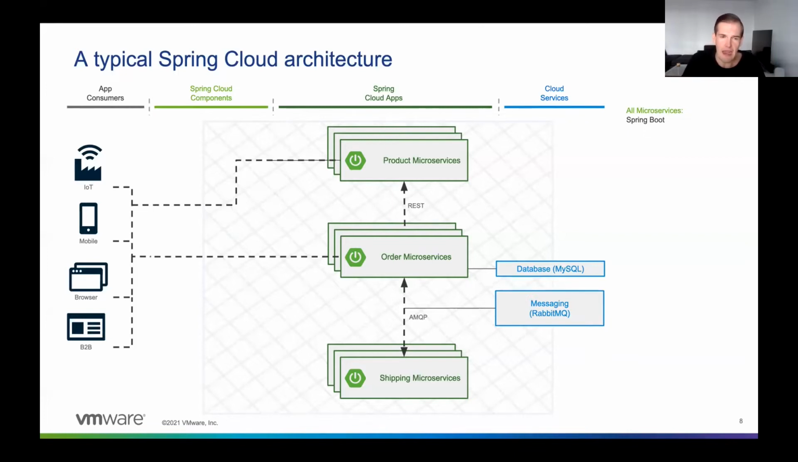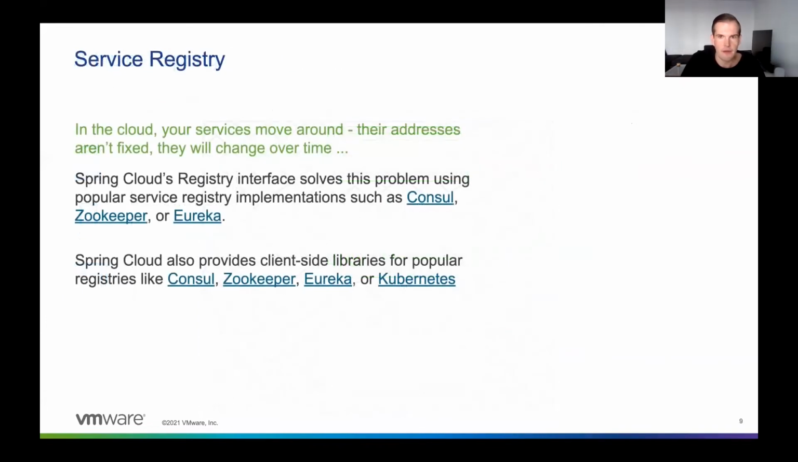And now let's find out what challenges a basic implementation like this for a microservice application has, and how Spring Cloud helps you mitigate these. The first challenge is that on modern platforms or in the cloud, the IP addresses of microservices are not fixed, and they will change over time.